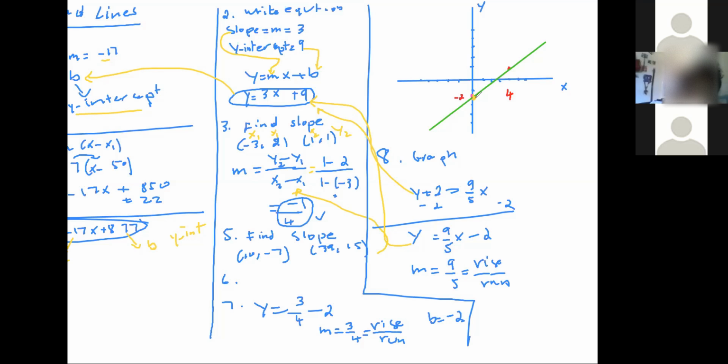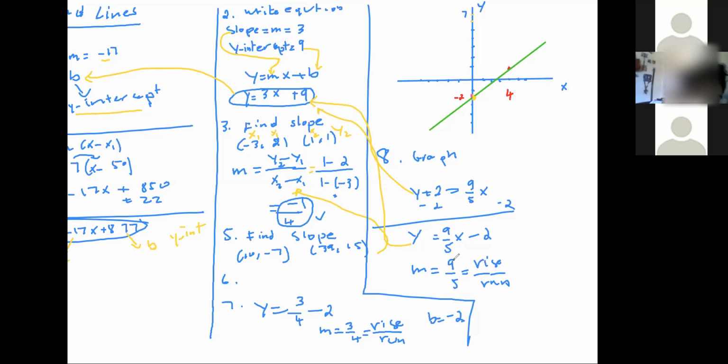You go up 9. Exactly. You need 9 points. Let's see if we have enough. 1, 2, 3, 4, 5, 6, 7, 8, 9. This would not be 9 itself, but we're going to count from 0. So 1, 2, 3, 4, 5, 6, 7. All right, so you're going to go up all the way to 9.